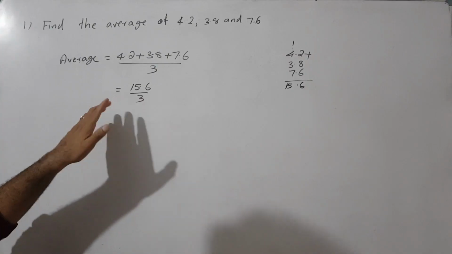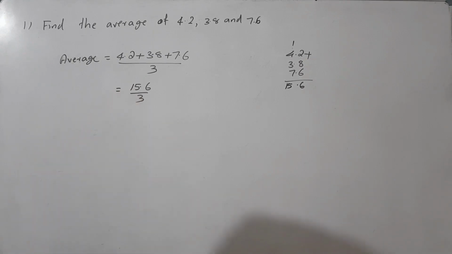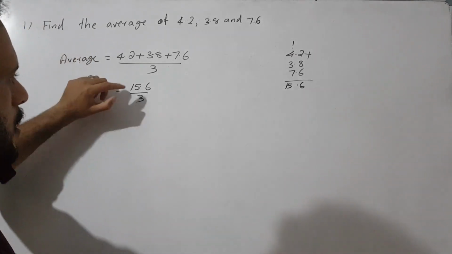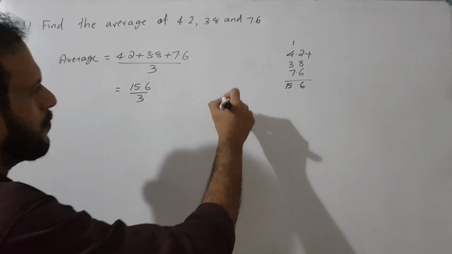So we know the numerator is a decimal number and the denominator is a whole number, a proper number. Correct? No need to make anything there. So how do we divide 15.6 by 3? We know that idea. First we just avoid the decimal point. Correct? Then 156.